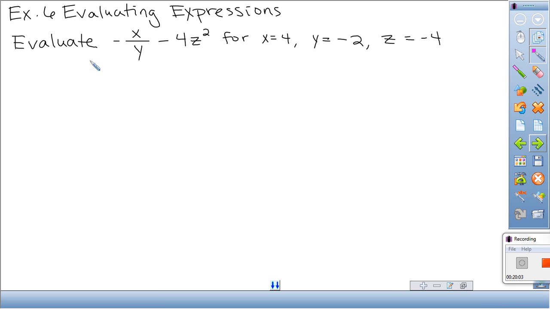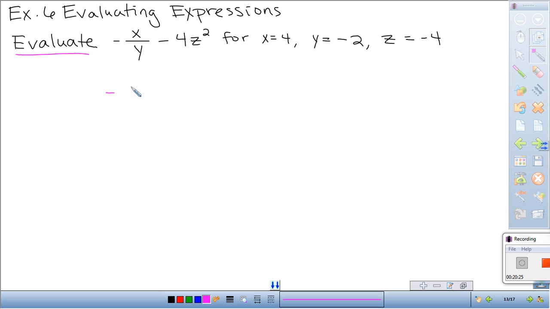Let's look at example 6. Evaluate the opposite of x divided by y minus 4z squared. Notice I read this as the opposite of x divided by y. It's the same thing as saying negative x divided by y. It means just the same thing. Again, we're evaluating, which just means substitute and solve. So I'm going to leave everything else alone and only change my letters into their numbers. So x is 4, so I have 4 divided by y, which is negative 2, minus 4 times z squared.